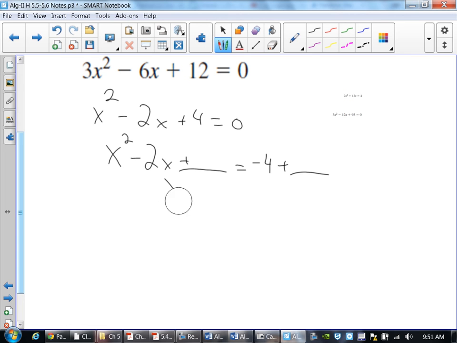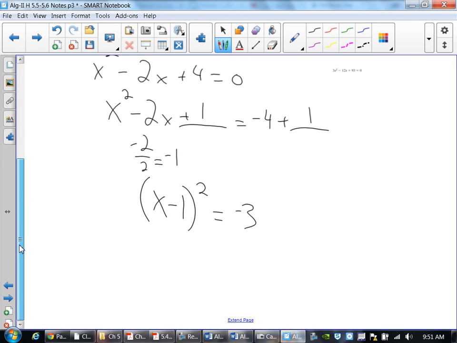Half of negative 2 is negative 1. What drops my parentheses then? E squared. X minus 1 squared. You add 1 to both sides. So we have x minus 1 quantity squared minus 3.